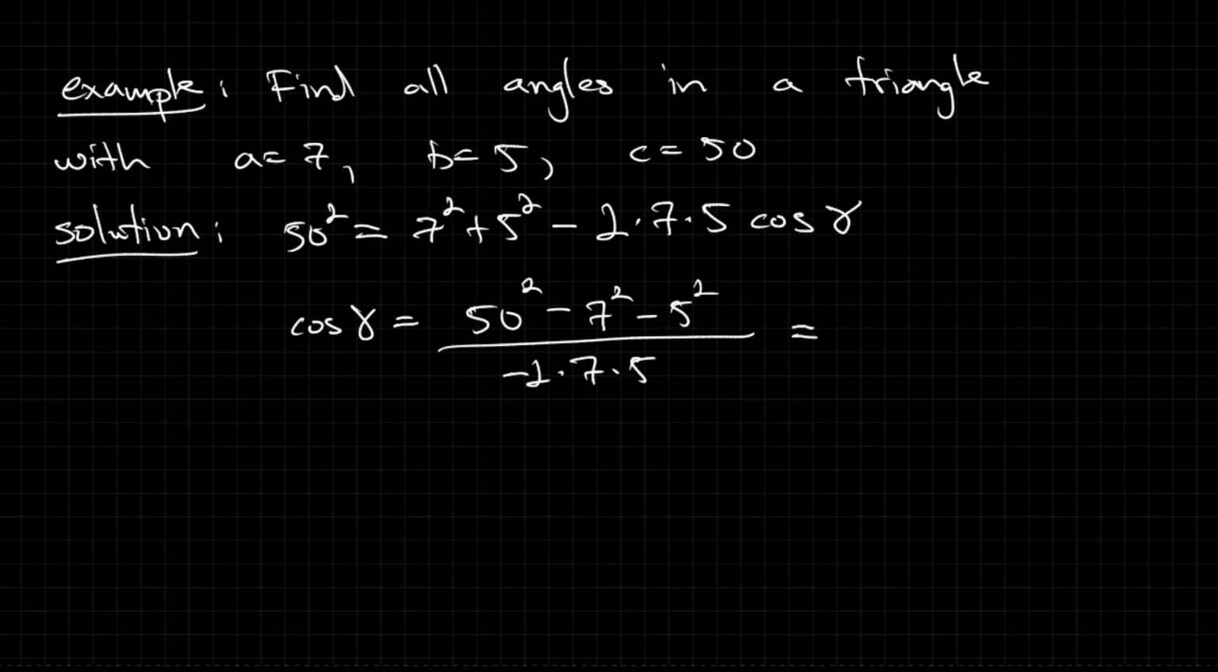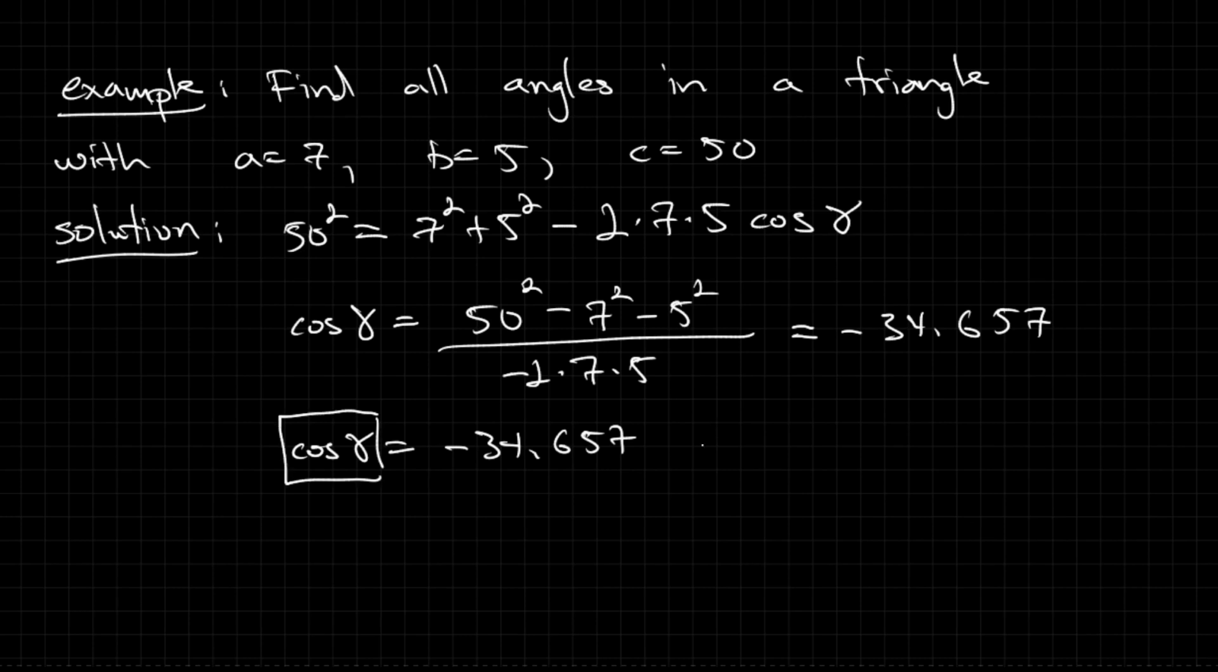And what I get for this right-hand side is negative 34.657. So cosine of gamma has to be negative 34.657. So what is gamma then? Remember, we're trying to find a gamma for which cosine of gamma is equal to this number. However, take a moment to remember that the range of cosine is -1 to 1. That is, cosine of gamma cannot be smaller than -1, and it cannot be larger than +1. So solving cosine gamma equals -34 is not going to give you any solutions.